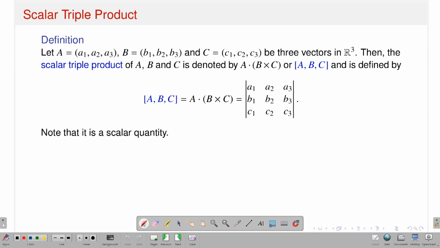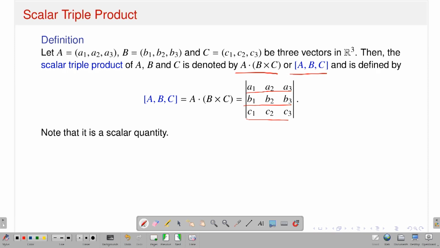Let capital A, capital B, capital C be three vectors in R3. Then the scalar triple product of A, B and C is denoted by A dot B cross C, or it is denoted with square parentheses with A, B, C inside, and it is defined by the determinant of a 3 by 3 matrix. The first row is the components of vector A, the second row is the components of vector B, and the third row is the components of vector C. Okay, so the determinant of a matrix is a scalar quantity.